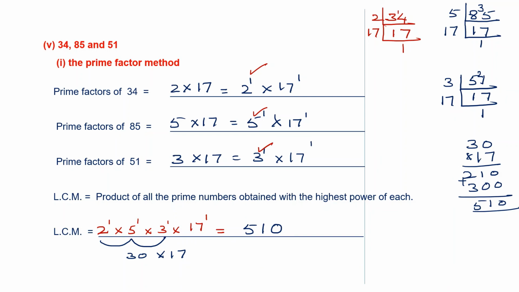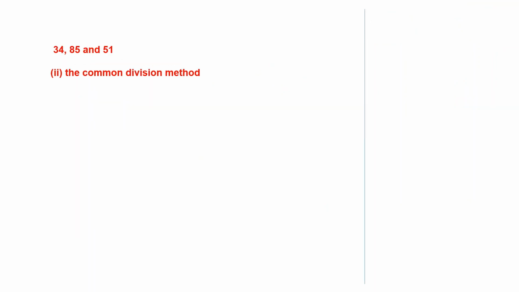Now let's find the LCM again, this time with a different method, the common division method. So we take these numbers and we're going to start dividing. Let's divide by 2. So let's divide 34. The other two numbers are not divisible by 2. So 2 ones are 2 and then there's one remaining. 14, 2 sevens are 14. Then I bring down 85 and I bring down 51.